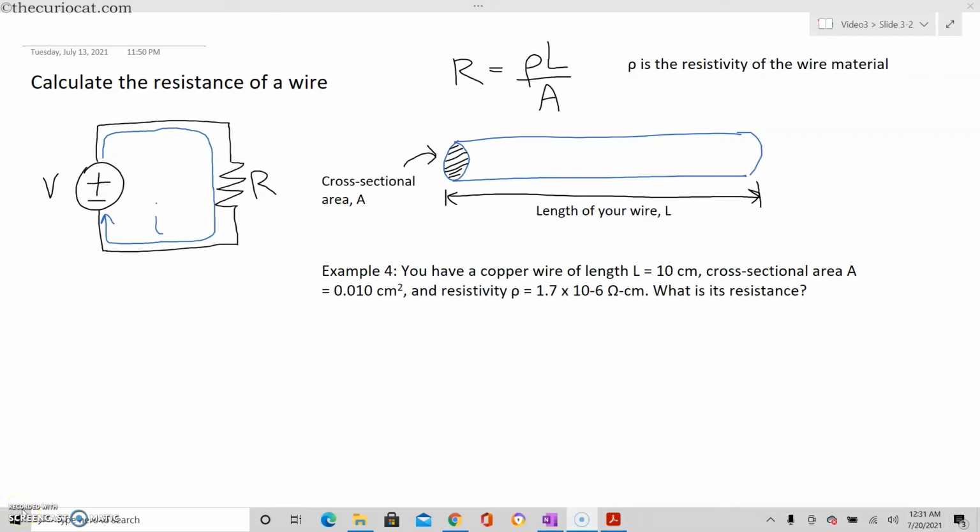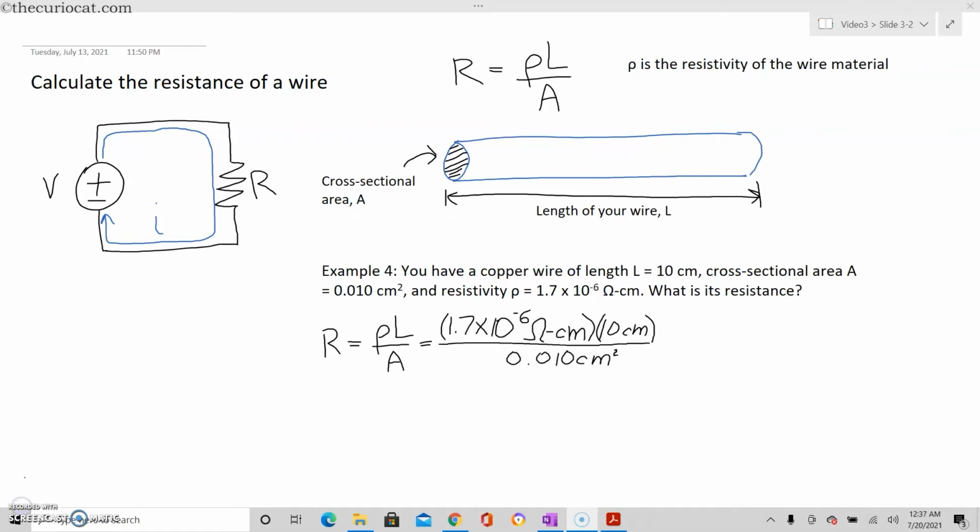For example 4, you are given a copper wire with the following length, cross-sectional area, and resistivity value. What is its resistance? To solve this, we start with the formula shown above. Then we enter the values for rho, L, and A. Doing a little arithmetic, we get 0.0017 ohms.